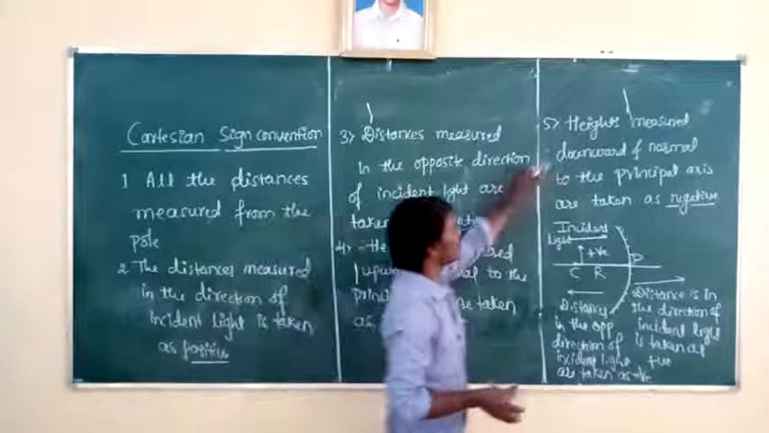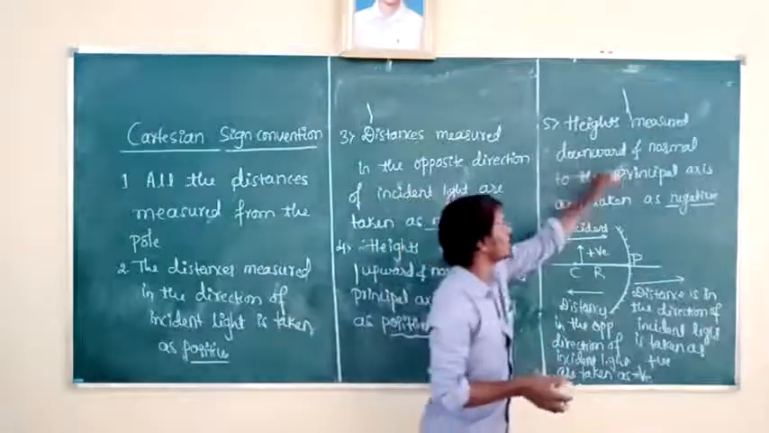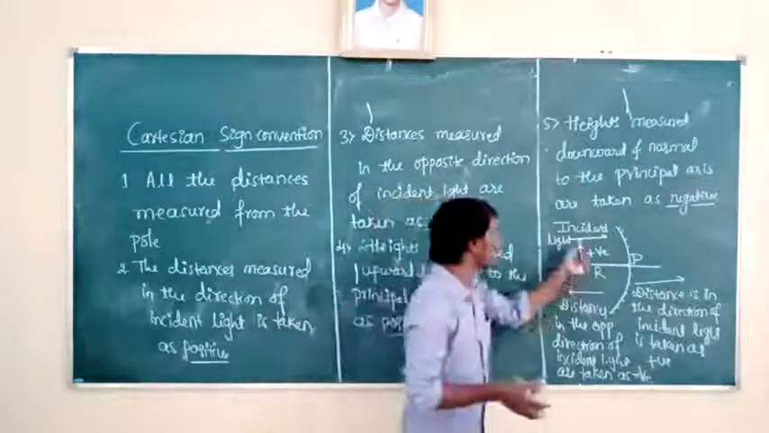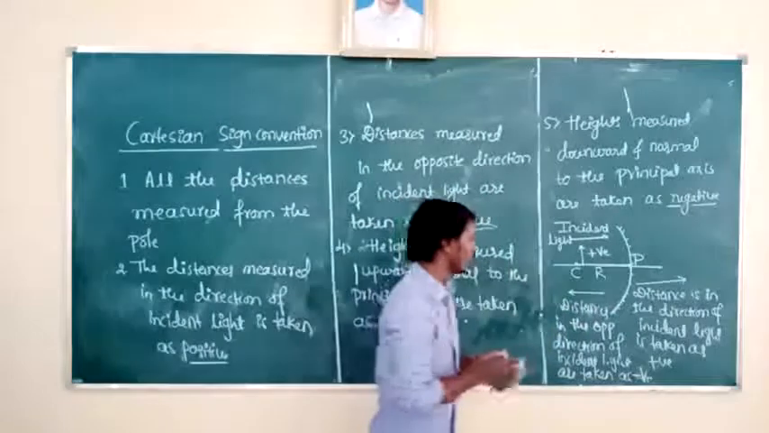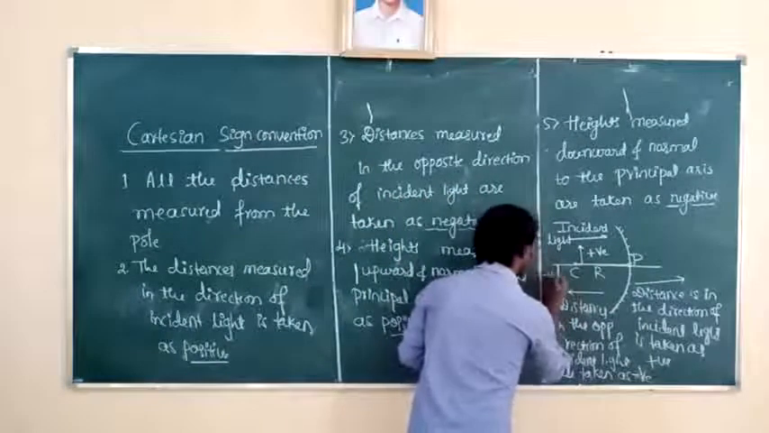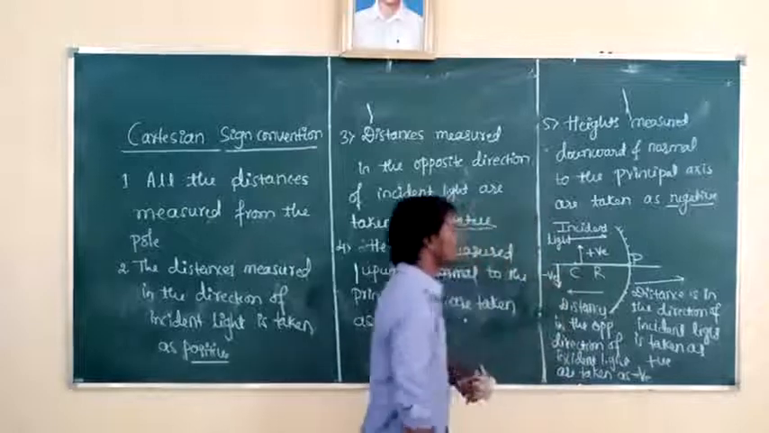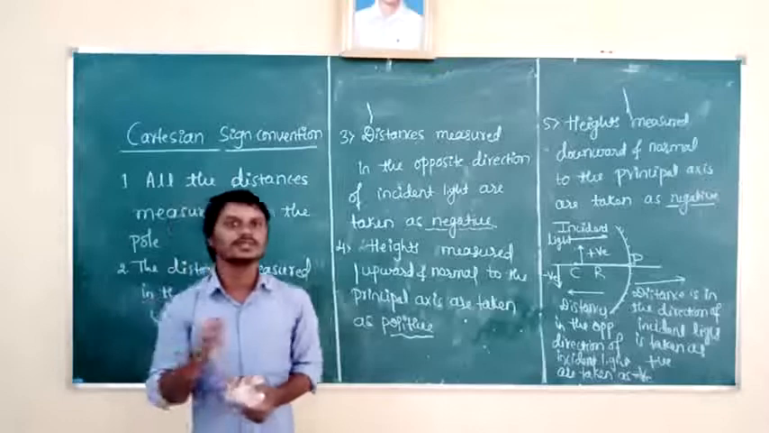Then the last one: heights measured downward. Downward means here along the negative y-axis. Downward and normal. Normal means this height is perpendicular to the principal axis. Then we take the height as negative. Here the height is negative. So while solving problems related to the spherical mirror, we must use the sign convention.